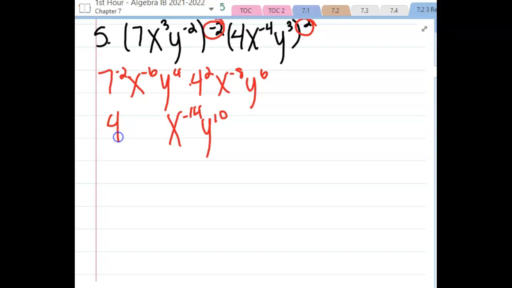I have my 7 to the negative second. Now here's the thing. You can't do anything with the 7 to the negative second. You can't evaluate that yet because it's 7 to the negative second. But with the 4, I've got 4 squared. I can take 4 squared. 4 squared is 16.